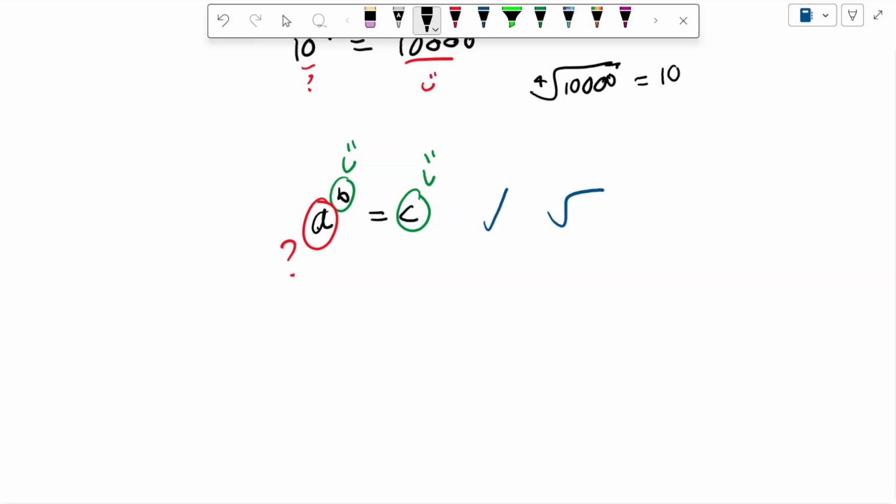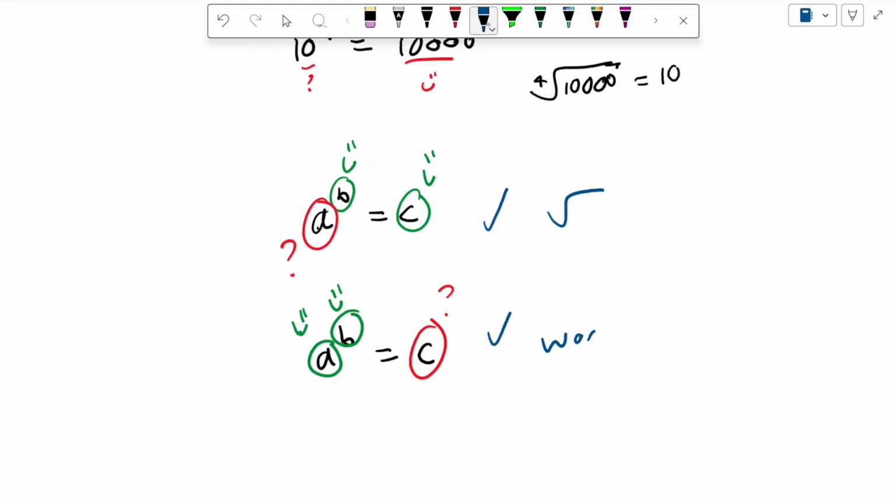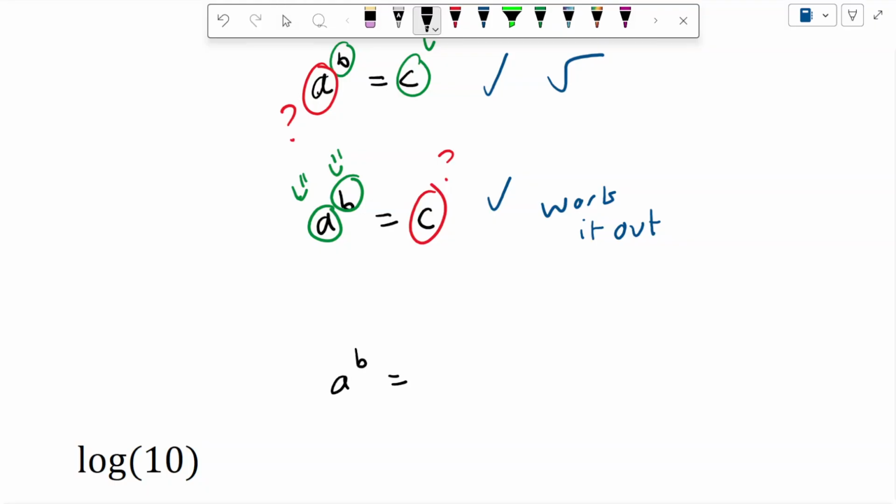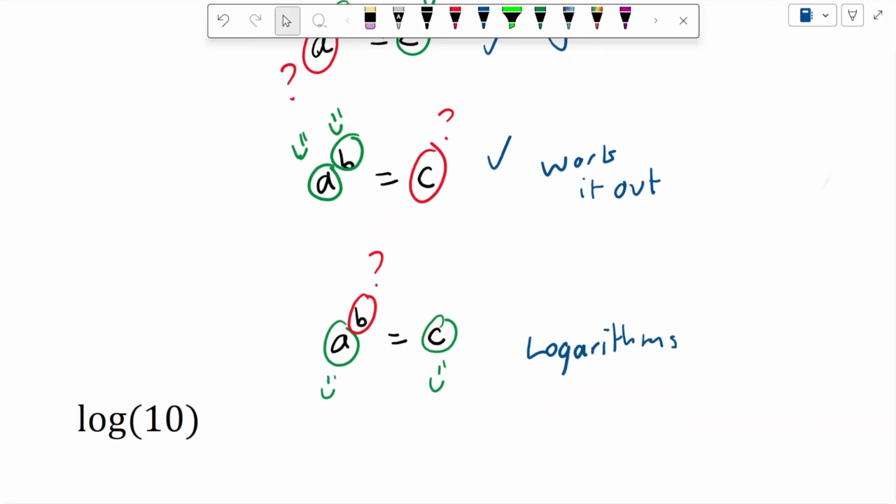It also works if we have a to the b and c, and you've got these two numbers and you're wondering what the answer is. We can do that, you just do the power. But what we haven't seen is if we've got a to the b equals c, and we've got the base and we've got c, but we're not sure what b is. And this is where we're going to use logarithms, a brand new type of thing in maths.